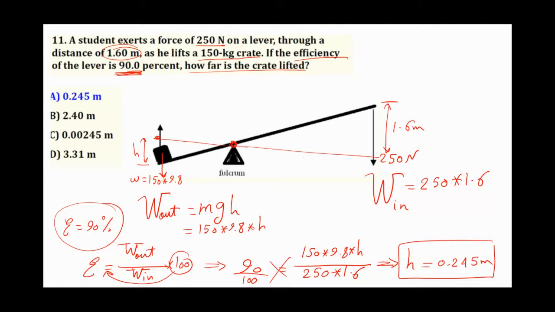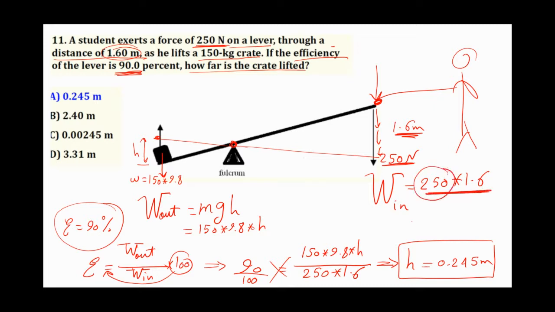A student exerts a force of 250 Newton on a lever through a distance of 1.6. So this student, he applies a force down. This force is 250 Newton, and he moves a distance of 1.6 meter. Okay, so he does work. His work is his force times his distance. Do you understand this point? Okay.